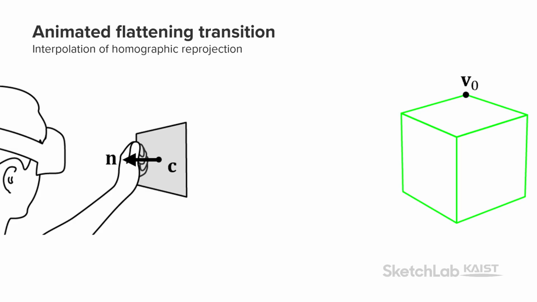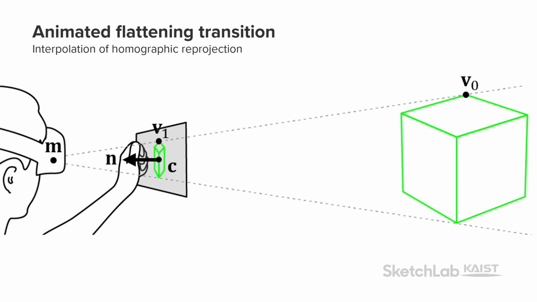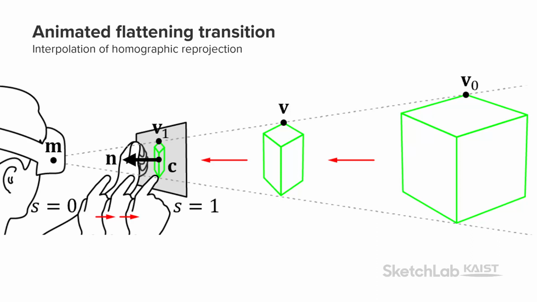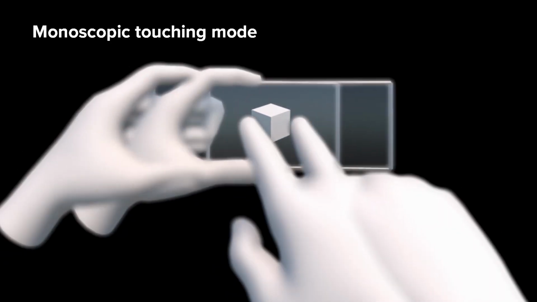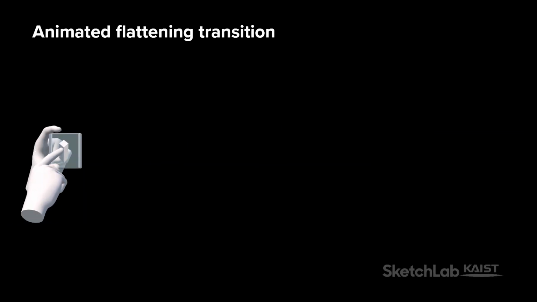Fake transparency is homographic reprojection, so it can be considered as some kind of flattening. We can interpolate and animate this flattening as the user's fingertip approaches the device or moves away from it. This is what the transition between the stereoscopic viewing mode and the monoscopic touching mode looks like without the flattening animation and with the flattening animation.